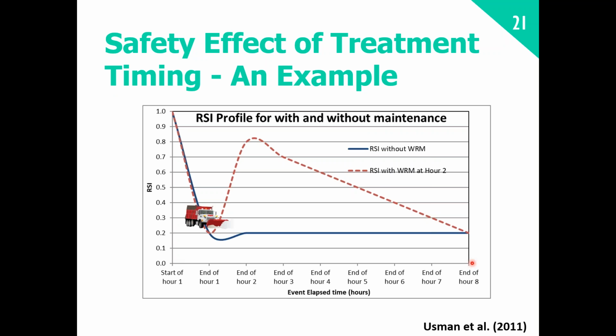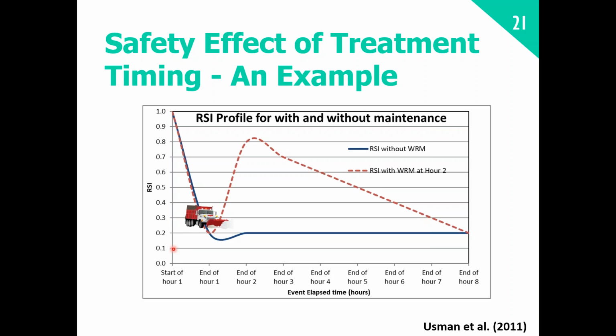Maintenance operations also have a direct effect on the road surface conditions and thus the safety of a highway. As a result, the timing of a maintenance operation is expected to have a significant impact on the safety effect of a snowstorm. So here's a hypothetical example for illustration purposes, where we can quantify its benefit using the developed calibrated models that I showed you earlier.